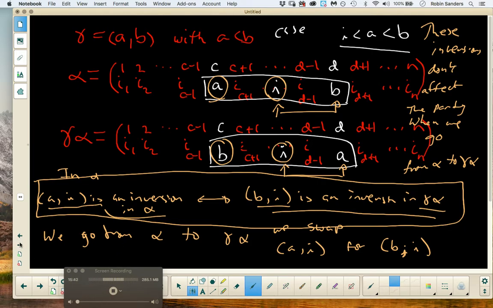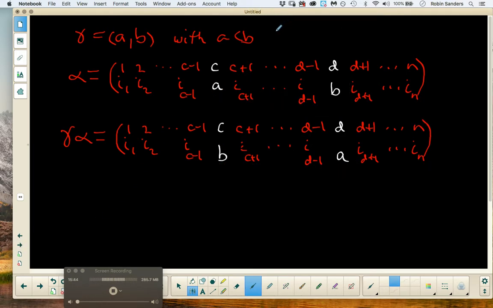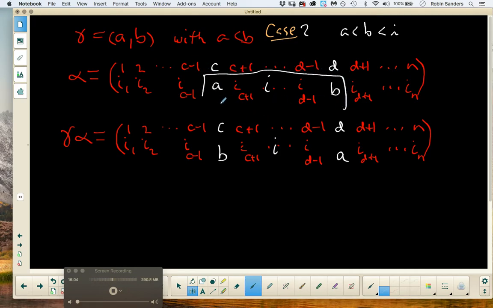Well, what about case 2? Case 2 was A was the smallest one and B was the middle one, and I was bigger than both of them. And again, I lives on this second row between where the A and the B are.